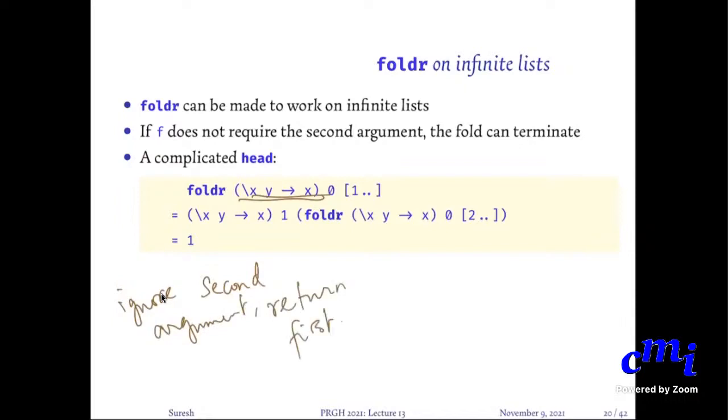And therefore, if it is ignoring the second argument, then you don't ever need to evaluate the recursive call. So this thing will expand to lambda x y dot x of 1, which is the head value here, and then the recursive call. But then this lambda x y dot x does not require y at all, so you ignore the second argument and you just return 1. So this is the power of laziness. Laziness allows you to do folds on infinite lists, and fold R is the one that will work.